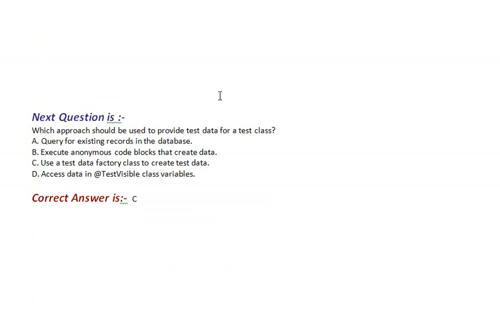Our next question is, which approach should be used to provide test data for a test class? Option A, query for existing records in the database. Option B, execute any anonymous code blocks that create data. Option C, use a test data factory class to create test data. Option D, access data in @testVisible class variables. The correct answer is C.